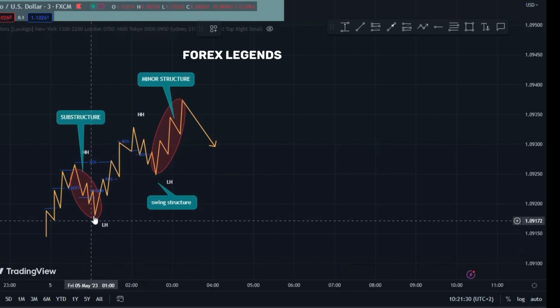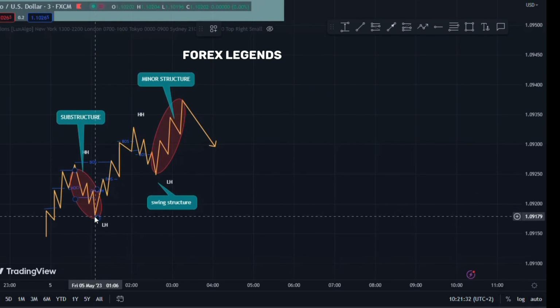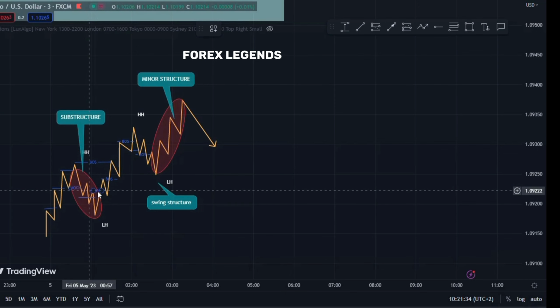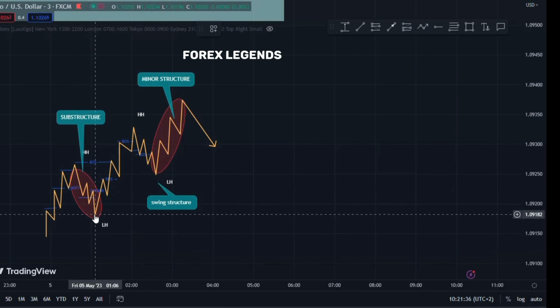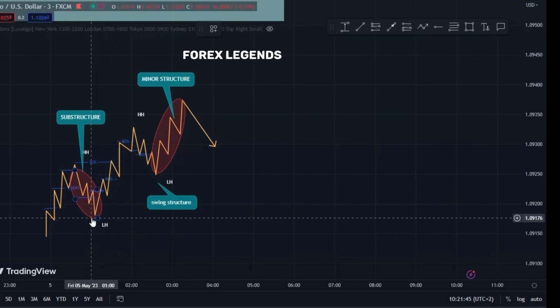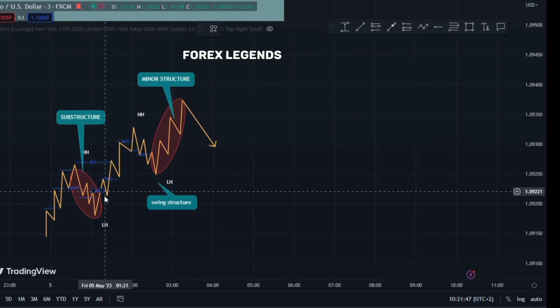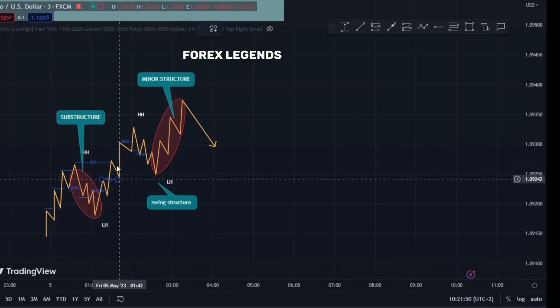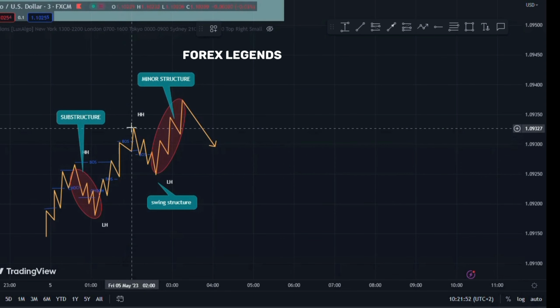Same thing again. As you can see, from this point it broke this structure, it's changed character, right? So I won't call this a higher low, I will call this a lower high, right? Why? Because this low took out this, so now it's changed character. This is a lower high, higher high, lower high, higher high, lower high, higher high, lower high, higher high.